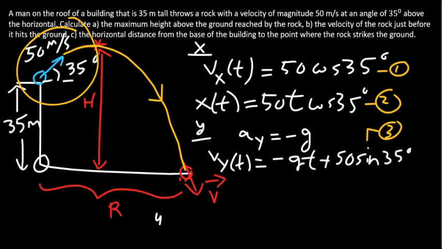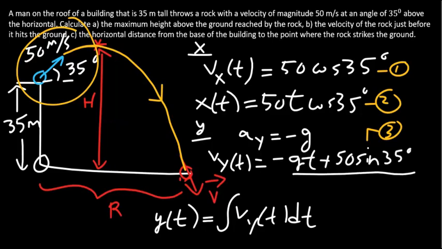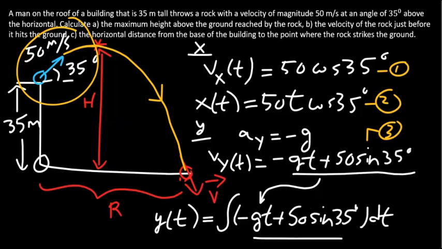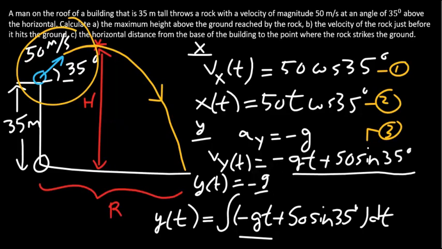Now the last equation, for how the y coordinate changes with respect to time. That is an integral of Vy(t) with respect to t. Putting everything in there, we get the following. So the y coordinate as a function of time will be, the first term integrated with respect to time, minus g over 2 t squared.